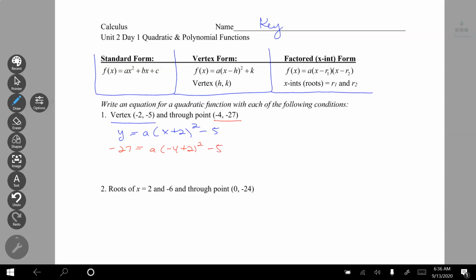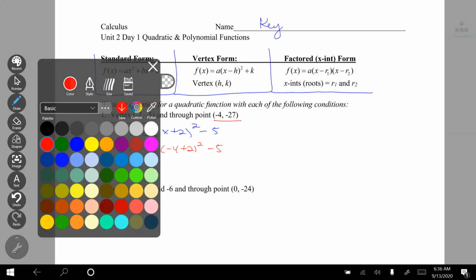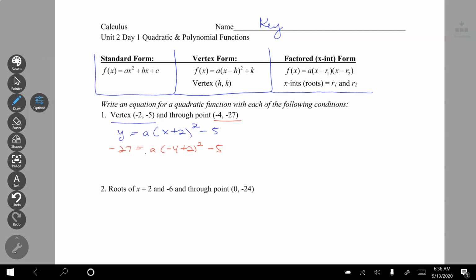Okay, probably the biggest mistake I ever see is they do negative 4 plus 2, which is negative 2 squared, which is going to be 4, but then they do 4 minus 5. No, this is all together as one term. So it becomes negative 27 is equal to 4a minus 5.